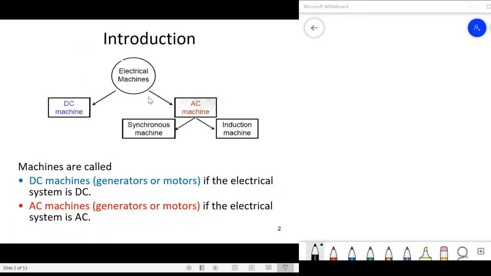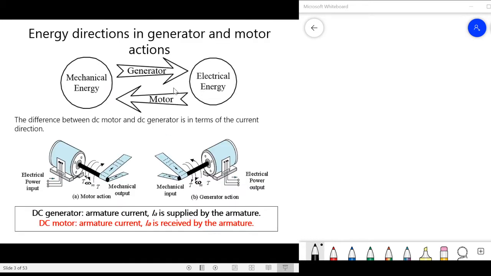So next slide. So this is normal electrical machine. Kita ada DC machine and AC machine. So AC machine, you belajar synchronous dan induction. 3-phase induction motor dan synchronous machine lah. Bawah ni ada synchronous motor dan synchronous generator. Machines are called DC machine, generator or motor, if the electrical system is DC, or AC if the system is AC. So kita punya sistem DC machine ni adalah direct current. Okay. So energy generation ini normal.